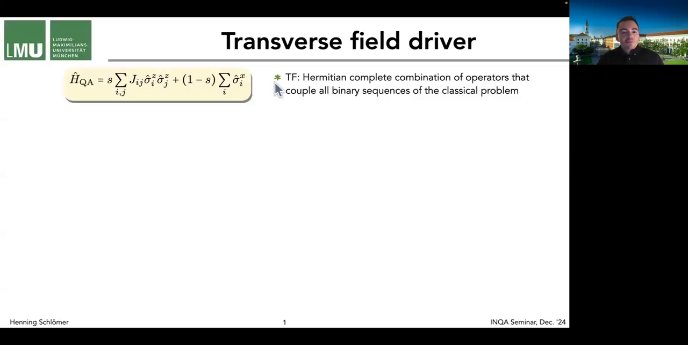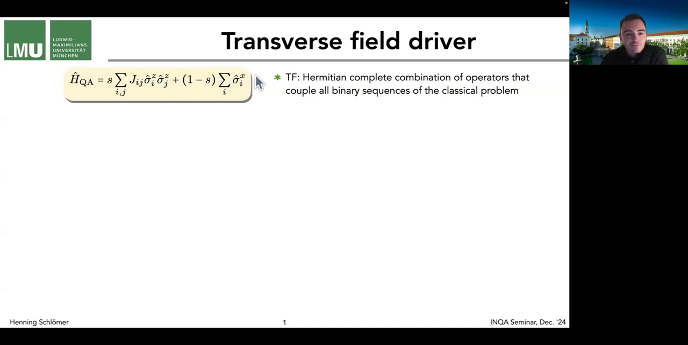Most of you will be very familiar with this, but just to bring everybody on the same page, a quick recap of the usual transverse field driver Hamiltonian. In the standard quantum annealing process, you have some classical optimization problem encoded in some Ising model, which is scaled with the parameter S. Then you have the transverse field, which is simply the sum over all the sigma x terms times 1 minus S. When you change S, you gradually go from the transverse field over to your classical Hamiltonian.